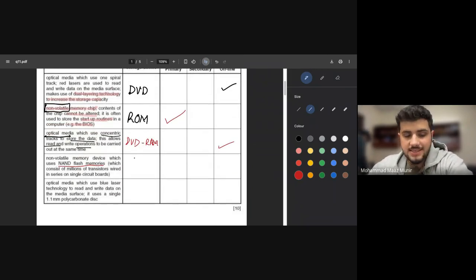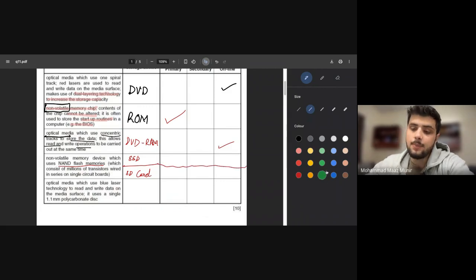So हम यहाँ पे SSD भी लिख सकते हैं, or we can go with SD card. So now if you go with SSD, we need to divide it. Like for the timing, वहाँ पे आपने इनमें से कोई एक लिख देना है. So if you go with SSD, it's basically your secondary one. If you go with SD card, it's basically your offline one. And that is the correct answer. आप किसी के साथ भी जा सकते हैं.